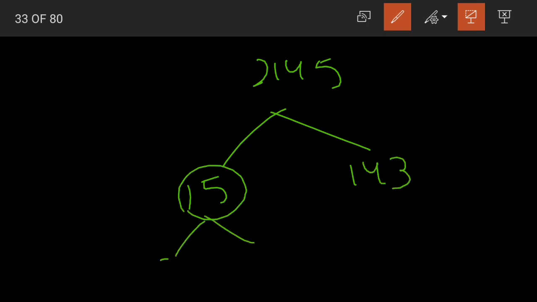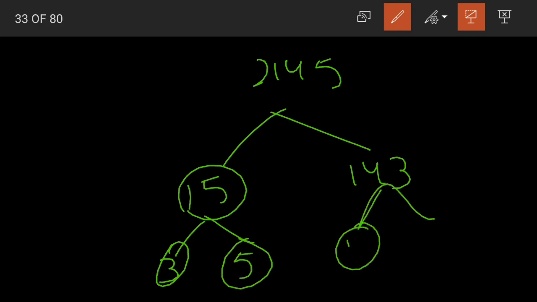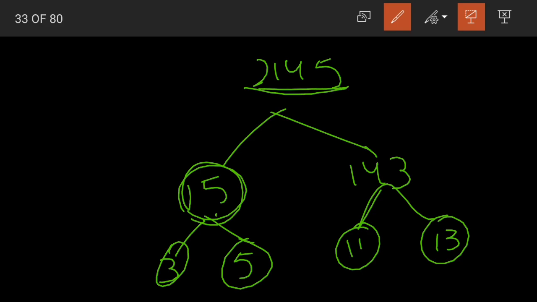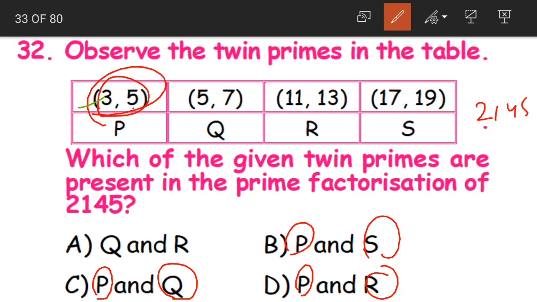What did we get from this? 2145 is nothing but 15 into 143. Now what is the prime factorization for this? 3 into 5. Now how will we get 143? 11 into 13. Okay children, what did we do? We had one of the factors, and to find the other factor, we divided the given number by our factor, and then we got our other factor. The prime factors of 143 are 11 and 13. So the prime numbers in the factorization are 3, 5, 11 and 13.